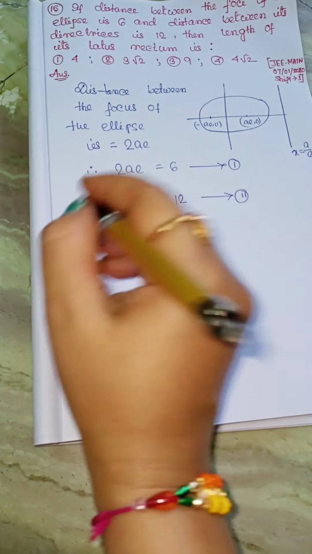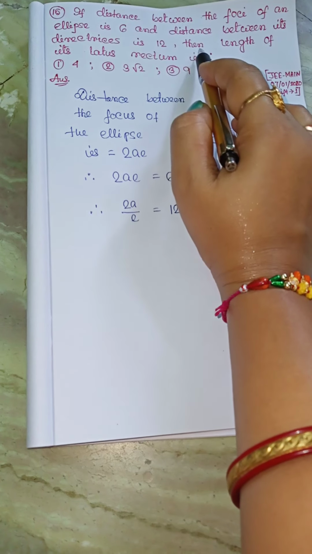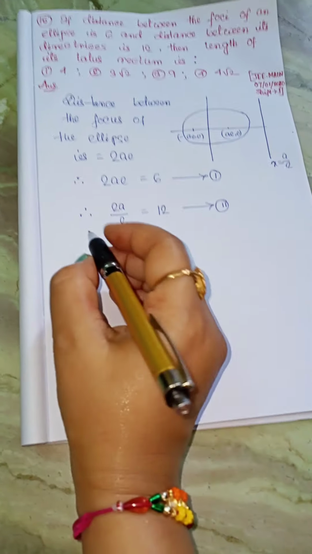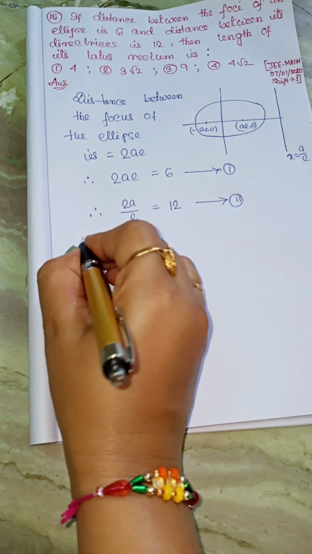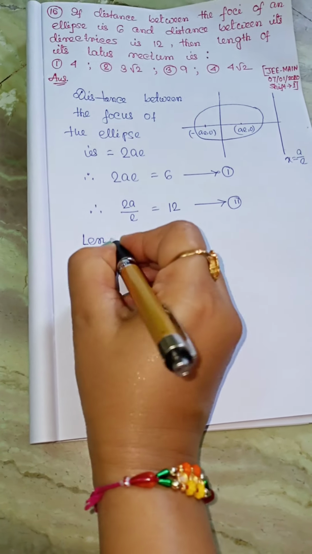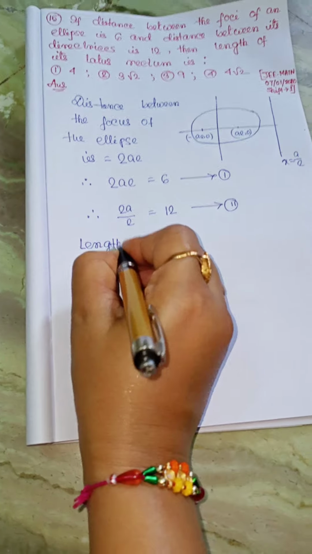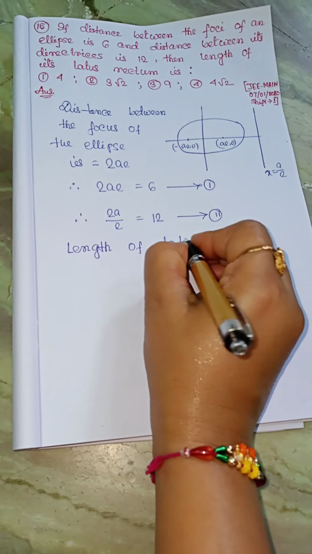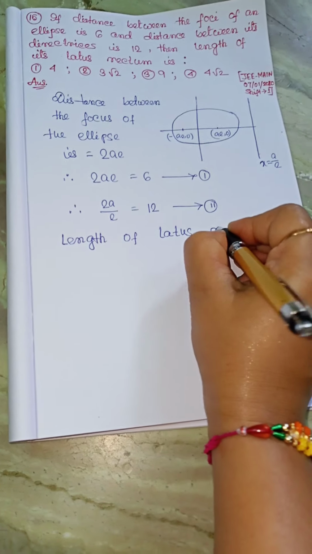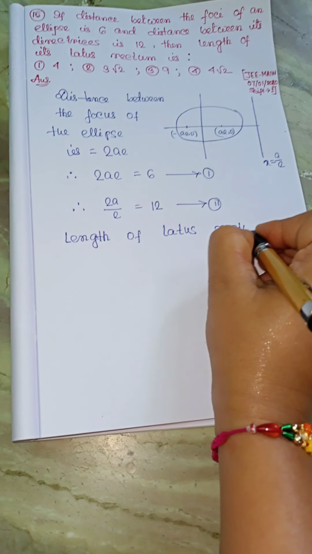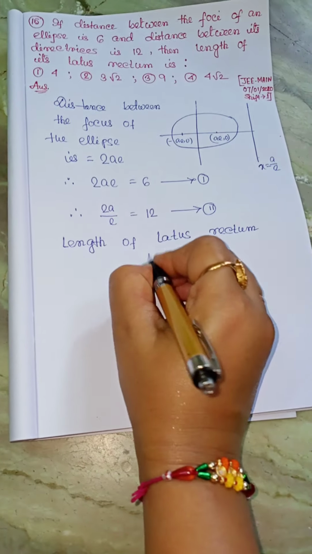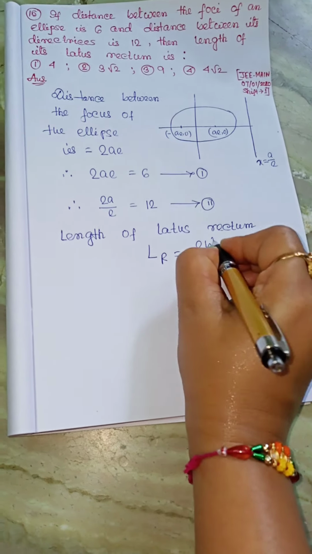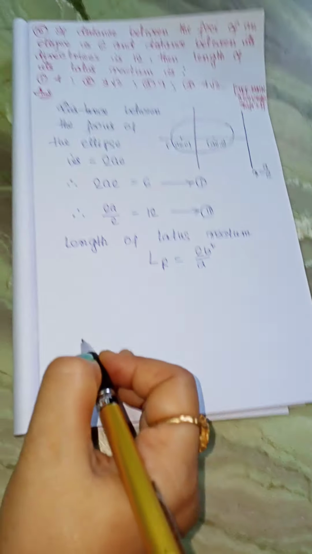Now we want to find, as asked, the length of the latus rectum. The length of the latus rectum LR is equal to 2B square divided by A.